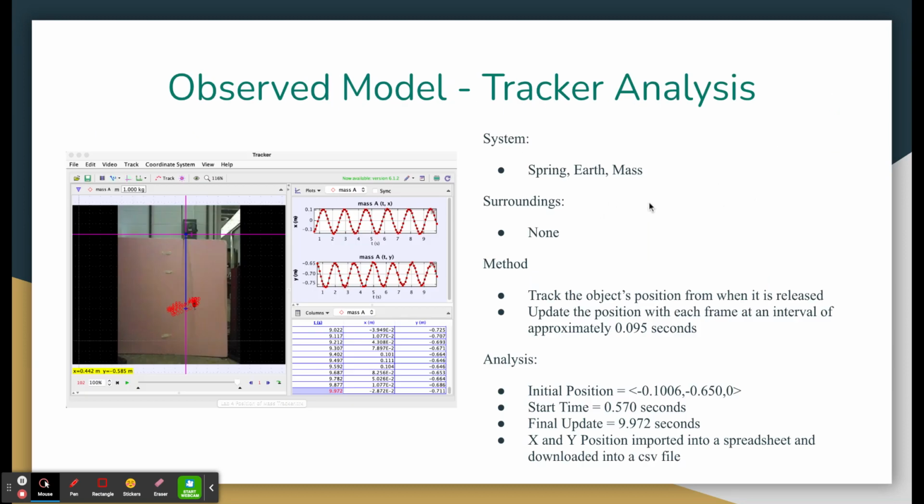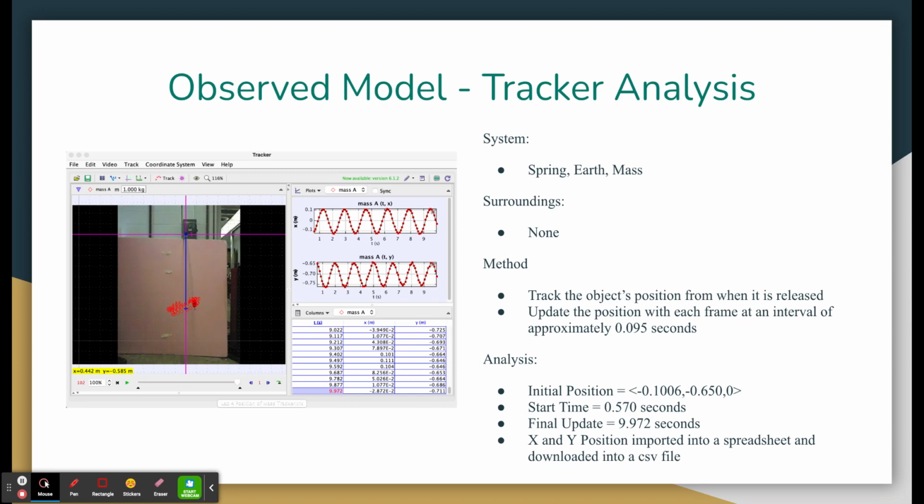We have our system, the spring, Earth, and mass. And then we have the surroundings, which are none, because we put everything in our system. We know that there is air drag, but we're going to neglect it for the purpose of the lab. With Tracker, we just update each position with each frame, and every frame is about 0.095 seconds.